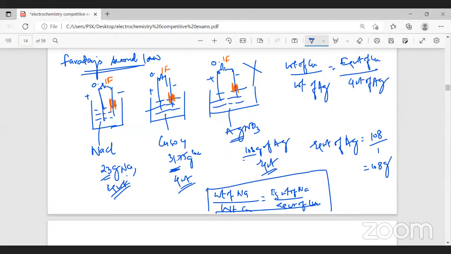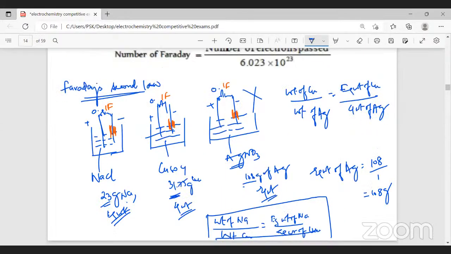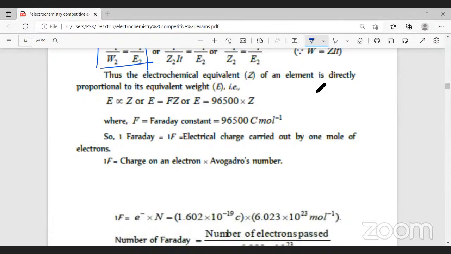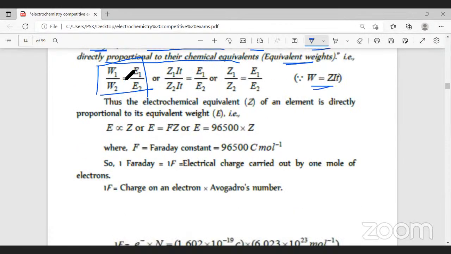All right. Now just observe the formula we're going to learn. We know that W is equal to Z into I into T. So for W1, we write Z1 I T, and for W2, we write Z2 I T. That will be equal to E1 by E2. The I T and I T will get cancelled. Z1 by Z2 is equal to E1 by E2. This is the formula we'll be using to work out the problems.